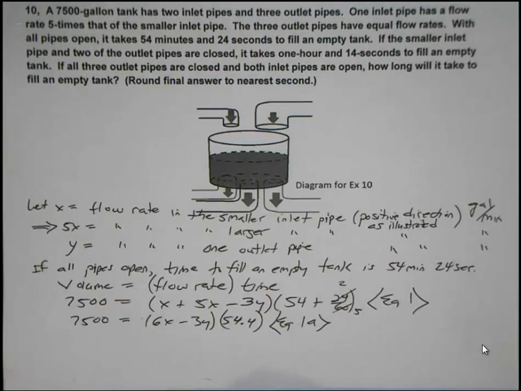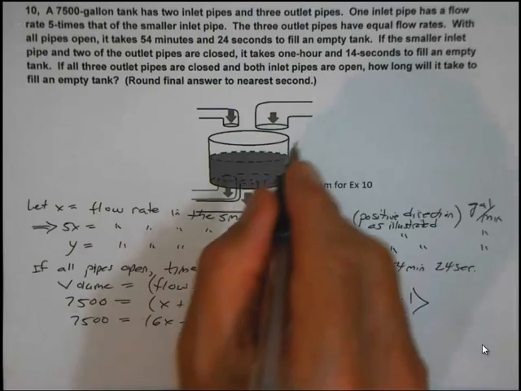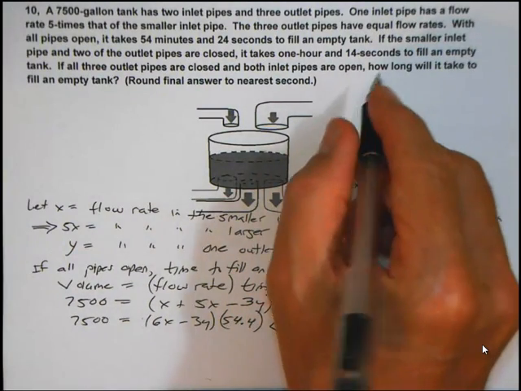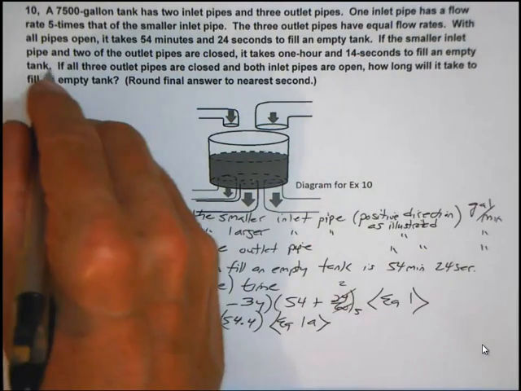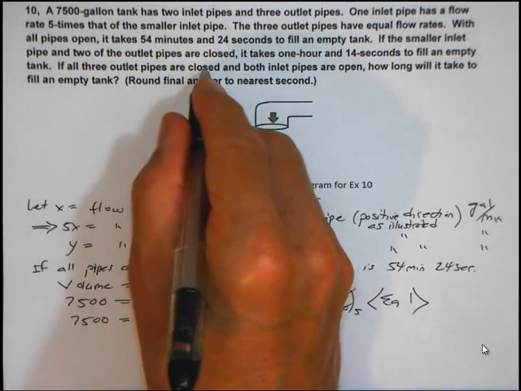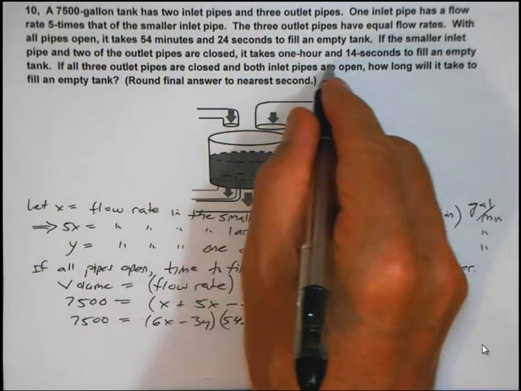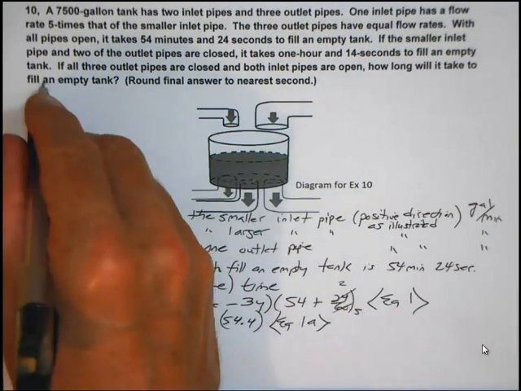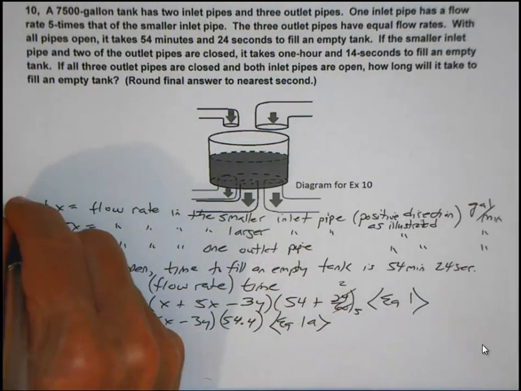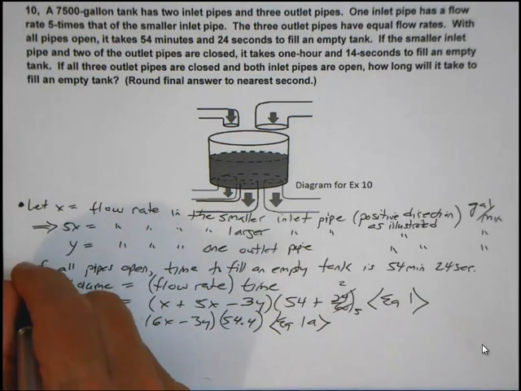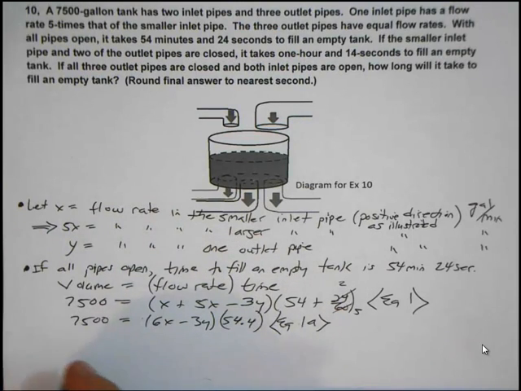Alright, let's see. Now there's another idea we can use up here. It says that if the smaller inlet pipe and 2 of the outlet pipes are closed, it takes 1 hour and 14 seconds to fill an empty tank. Okay, let's start putting bullets here to organize this solution. It's rather complicated.